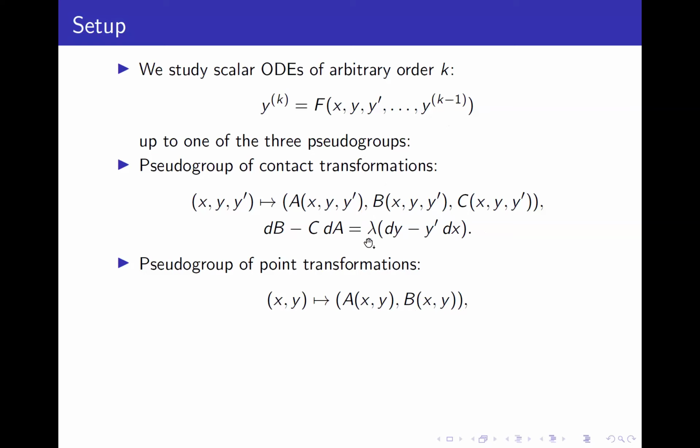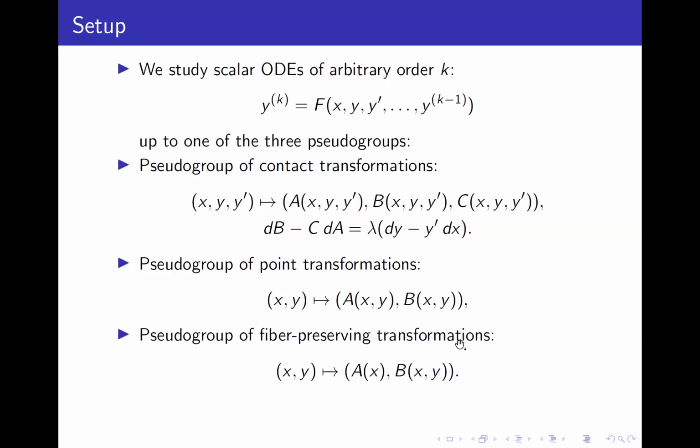And another class of transformations that are also quite often treated in this family of problems is what's called fiber preserving transformations. So these are transformations that preserve independent variable, but do not necessarily preserve dependent variable y. So these are three classes of transformations, and they were pseudogroups, and I always think about them in local terms. So they're local diffeomorphisms, but I don't assume any global properties here.